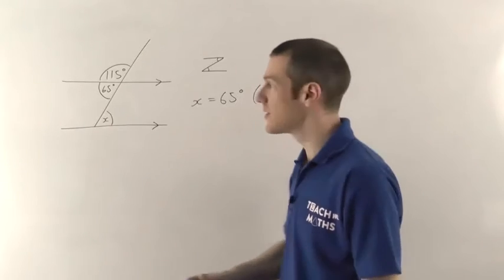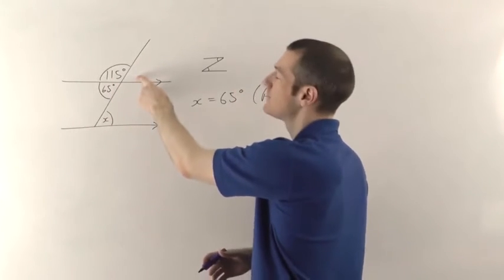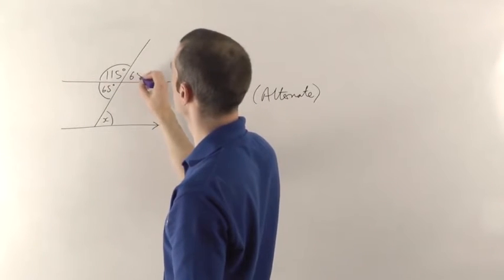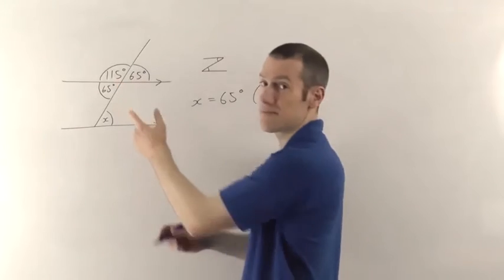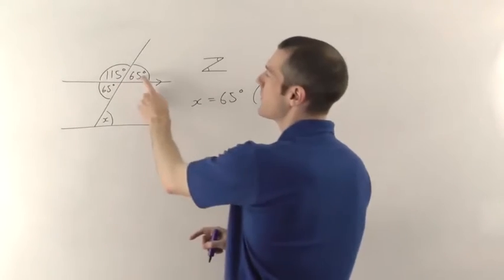Now, another way you could have done this, you could have used 115 to work out what this angle is here. Again, sitting on a straight line, these two have to add up to 180. So again, that's going to be 65. 65 plus 115 gives you 180. And now I can use a different shape to get me from here to here.